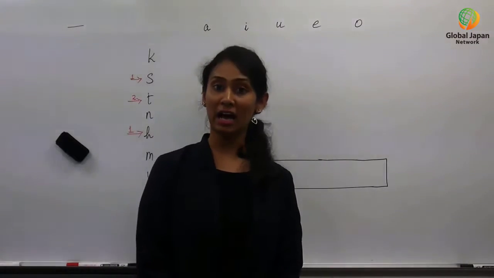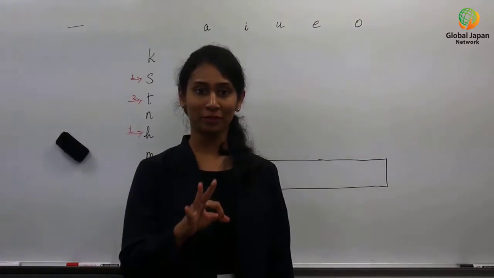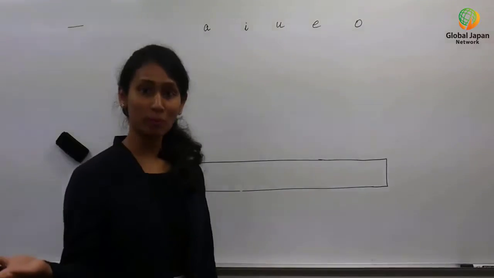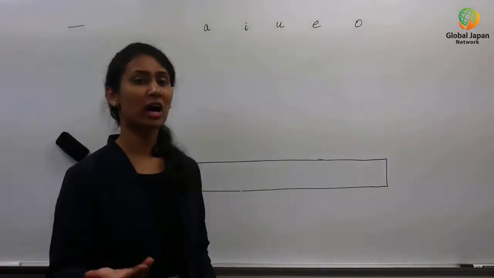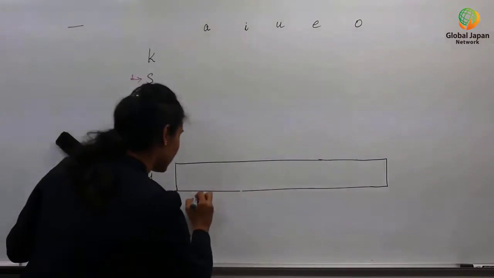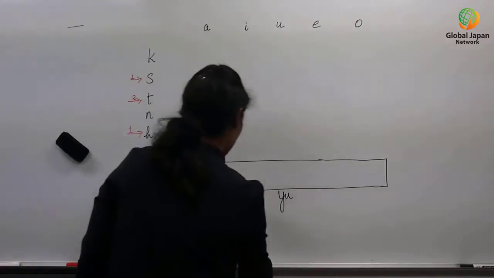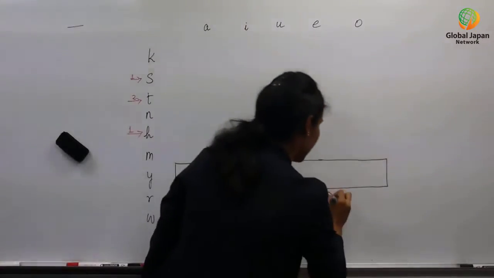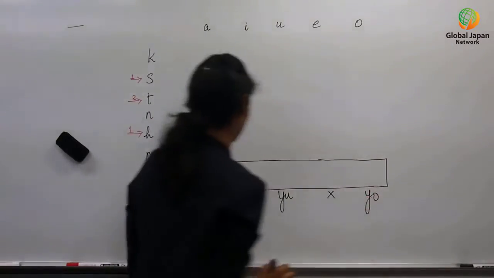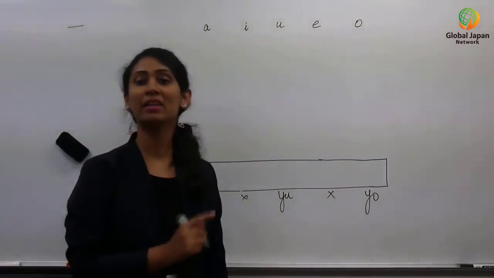Moving on to the ya line now. There are only 3 characters in this line. So 2 characters go missing. Let's see which are they. Writing these sounds in English first. Ya, yo, so this goes missing. This is again missing. Yo. Ya, yu, yo. Writing them in Hiragana.